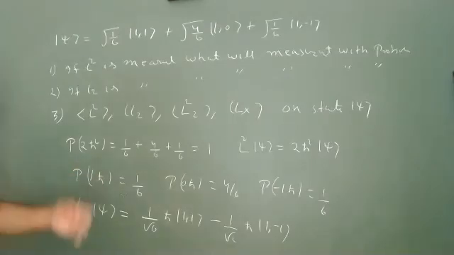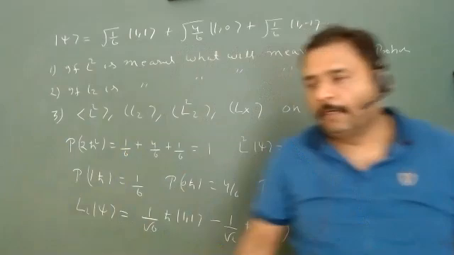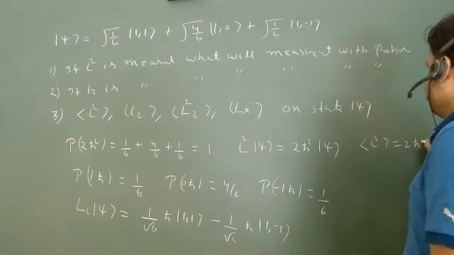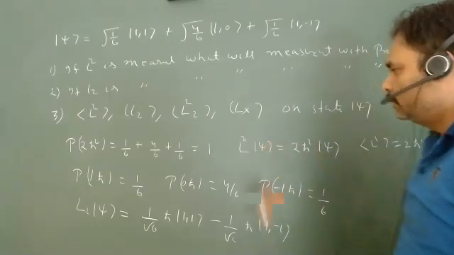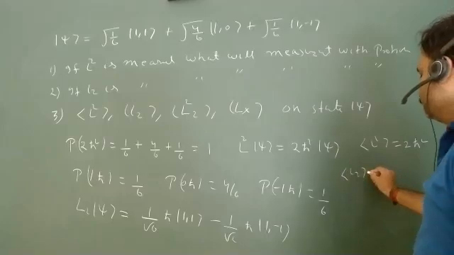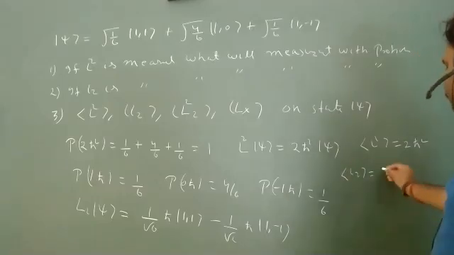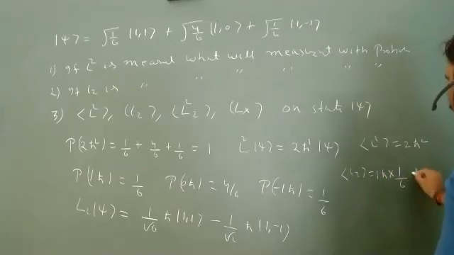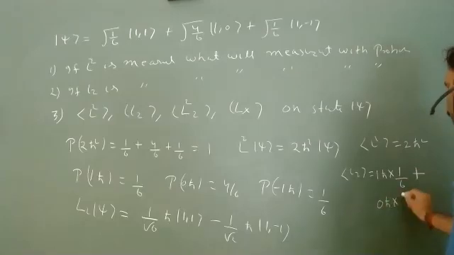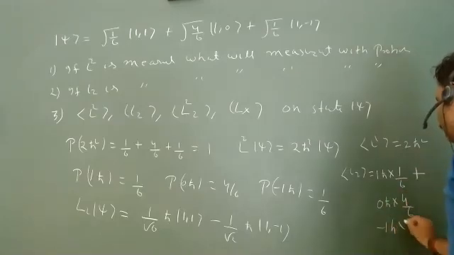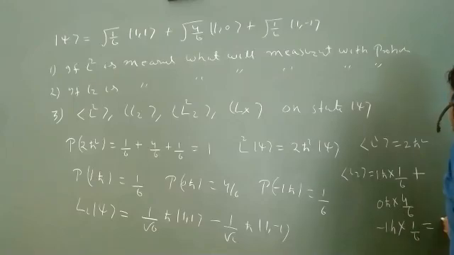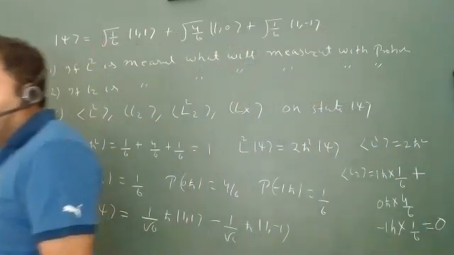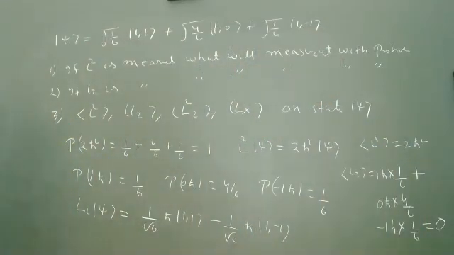What will be the expectation value of L square? Obviously, the expectation value of L square is 2h cut square, because psi is operated on both sides. And what is the expectation value of Lz? It is 1h cut into 1 by 6 plus 0h cut into 4 by 6 minus 1h cut into 1 by 6. That will be 0.